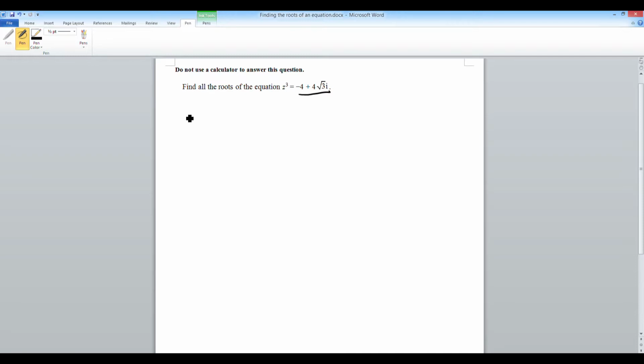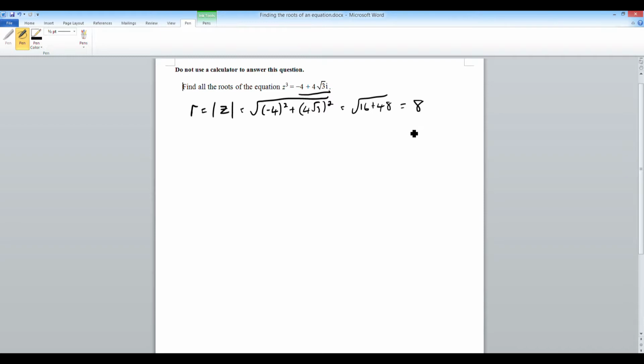So I first want to find my r, my modulus. If I want to find the modulus of z, then I'm going to say the root of my real part, in this case minus 4 squared, plus my imaginary part, 4 root 3 squared. This is going to give me root of 16 plus 48, and I can simplify this. This will give me root 64, and this will give me 8. So my r, my modulus of this number, is going to be 8.